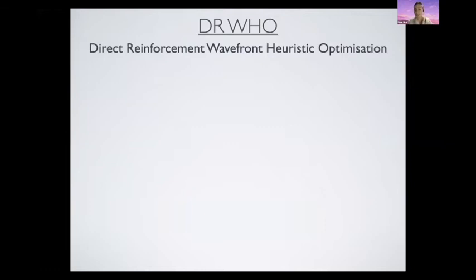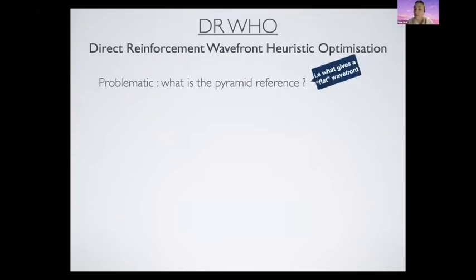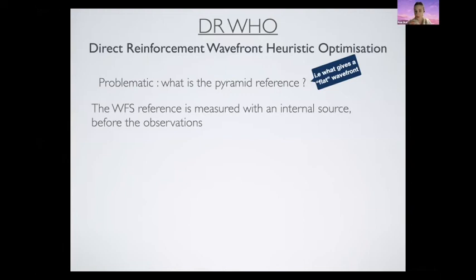So Drwho, first of all, is the algorithm that I'm developing. It stands for direct reinforcement wavefront heuristic optimization. And no, I didn't find the name myself, but I find it pretty cool. So the problem is: what is the pyramid wavefront sensor reference? In other words, what gives a flat wavefront? What gives an image without speckles?